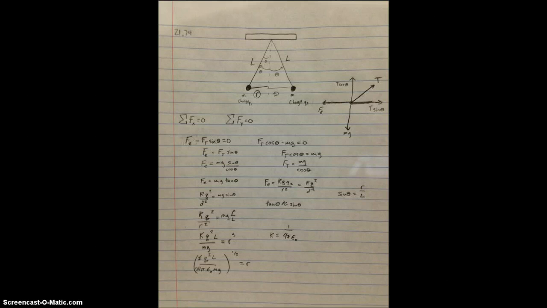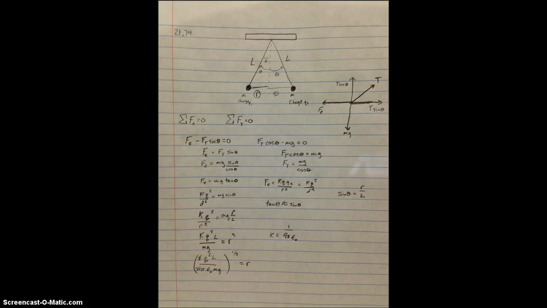And then I wrote that k times q squared over d squared is equal to mg sine of theta. And that sine of theta came from the approximation that tangent of theta is equal to sine of theta. So I resubstituted that back in. Okay, so I said r squared is equal to d squared because I labeled r up in the drawing.